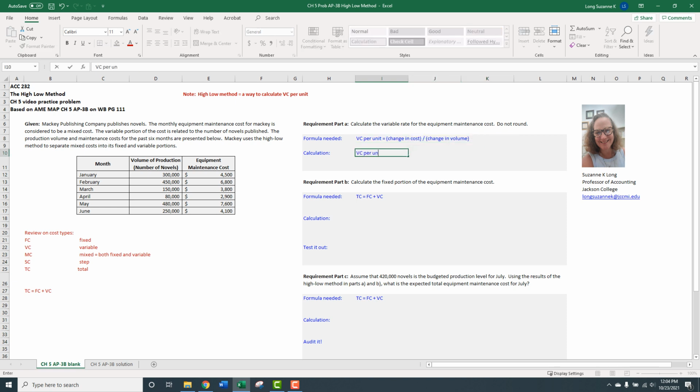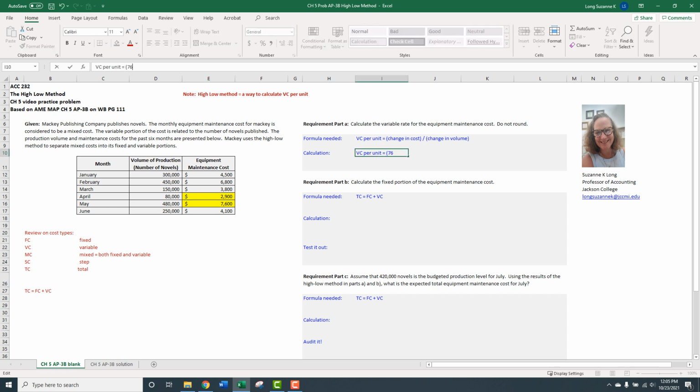Variable cost per unit equals the change in cost using the high-low method. What the heck does that mean? Change in cost. Okay, so we're going to stay right here, and we're going to analyze cost, and we're looking for the high and the low. Okay, here's the highest number. This is like Blue's Clues. Which number is the biggest number, and which one's the smallest? This one's the smallest. Okay, so that's the high, 7,600, and that's the low, 2,900.